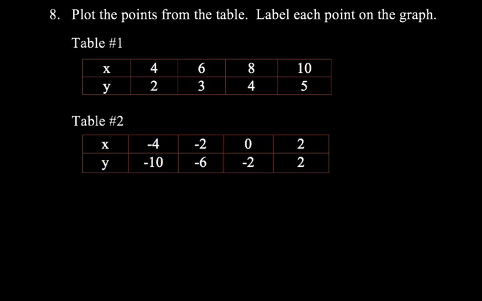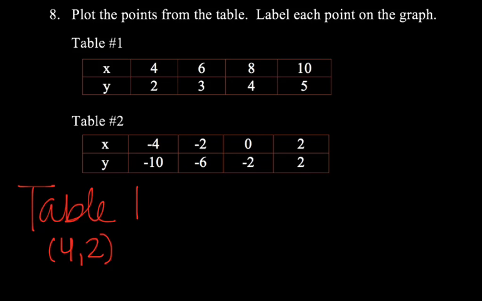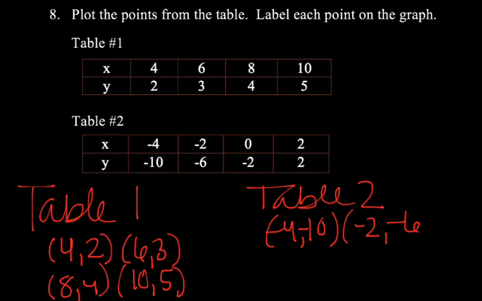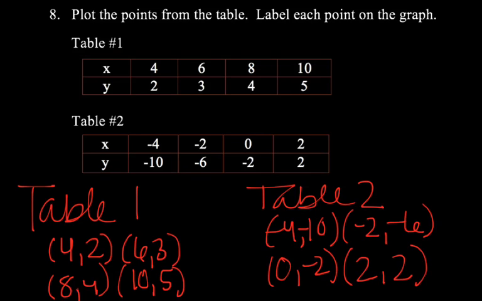My best piece of advice for this problem would be to take your two tables and create a set of ordered pairs. From table number 1, I have (4, 2), (6, 3), (8, 4), and (10, 5). For table 2, I have (-4, -10), (-2, -6), (0, -2), and (2, 2). The first thing I would do is rewrite those as ordered pairs because we're going to need to graph them.